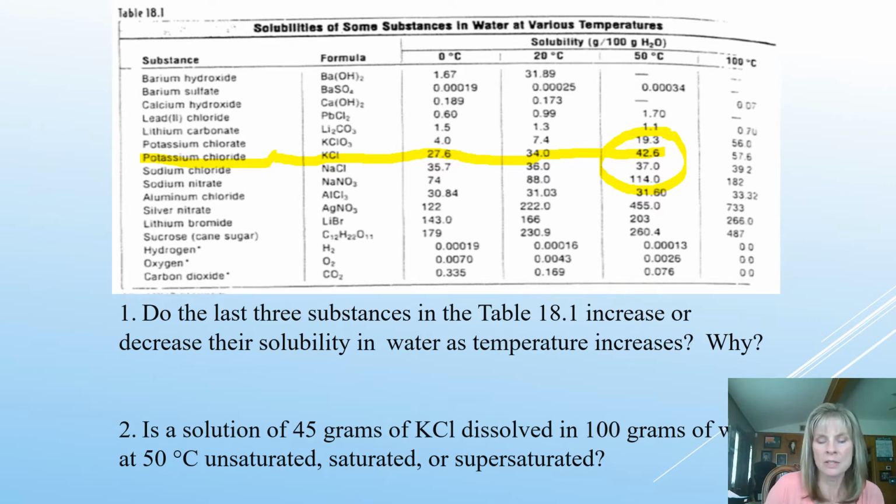Is that thing saturated, supersaturated, or unsaturated? Well, I've dissolved 45 grams, and look how much can dissolve at 50 degrees. 42.6 can dissolve. So what that means is that it's unsaturated, or I'm sorry, it's supersaturated. That means that I've dissolved more at that particular temperature at 50 degrees than I normally could. I've dissolved 45 grams, but only 42.6 grams normally would dissolve. So it's a supersaturated solution.